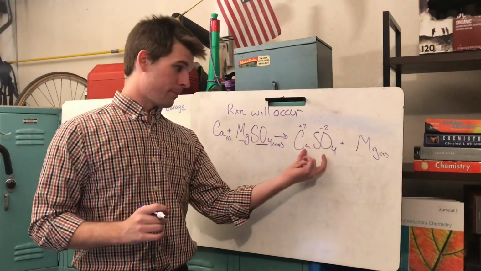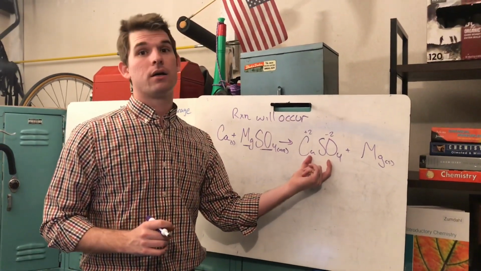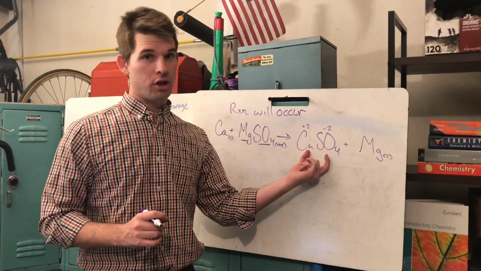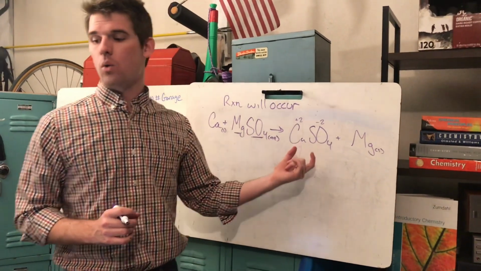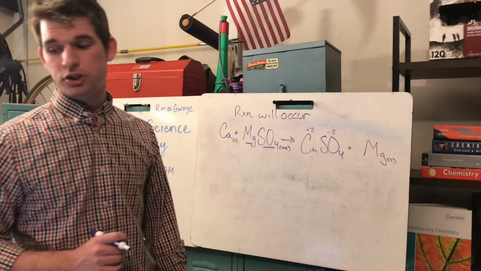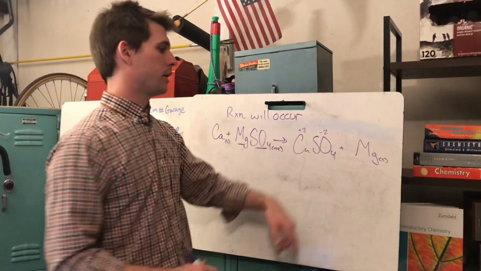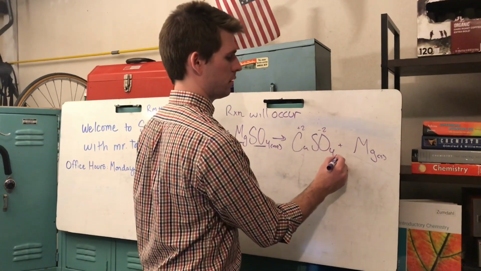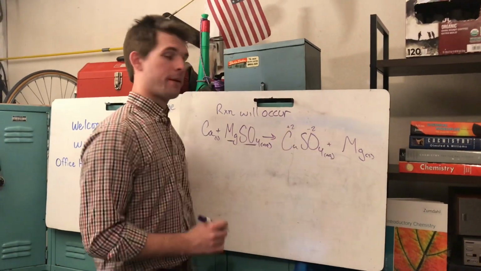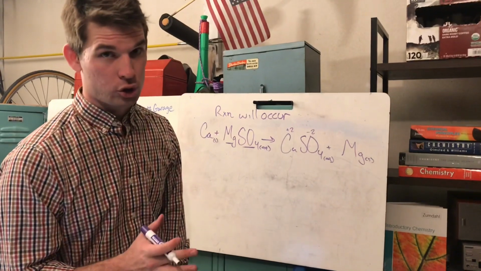Okay, we need to determine, is this going to be aqueous or solid? Is it going to be insoluble or soluble? Well, we look at our cheat sheet, we look down the sulfate list, and we go across and we go, okay, it's going to be aqueous. That means it was soluble.